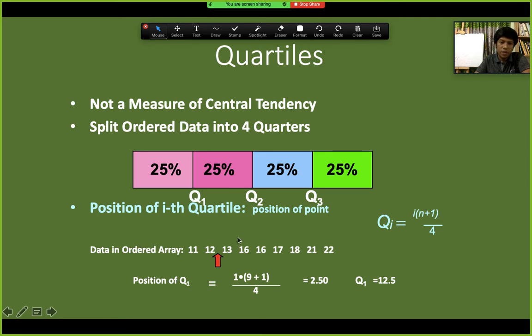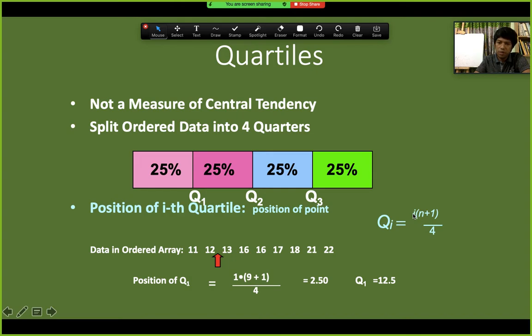So suppose we want to find out the quartile 1, in this case Q1. This is the formula for finding the quartile: the ith quartile equals i times (n plus 1) divided by 4. Here n is the number of data: 1, 2, 3, 4, 5, 6, 7, 8, 9, so total 9 data. So n is 9, plus 1, divided by 4, and i is which quartile you want to find out.